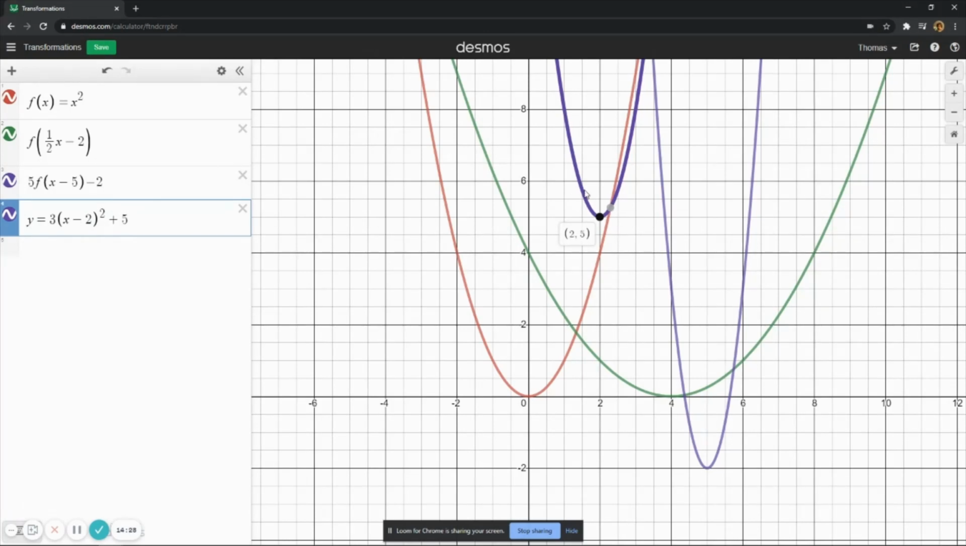And then basically, I know almost everything about it. I know that it won't have any real solutions because it's not crossing the x-axis. These are all important things that you can discern just by looking at something. And it's so clutch. It'll come in so handy if you can get comfortable with transformations as you move through your math career.